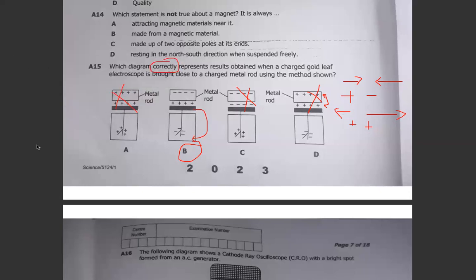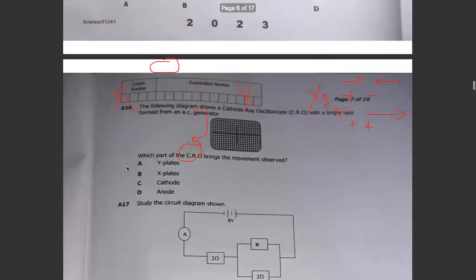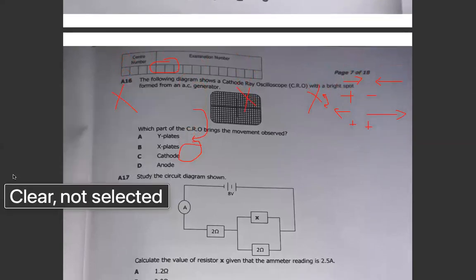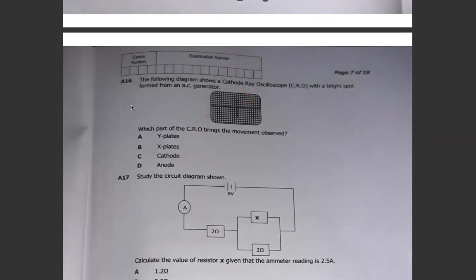We go to, 2 minutes. A16 here says the following diagram shows a CRO, cathode ray oscilloscope, with a bright spot formed on an AC generator.